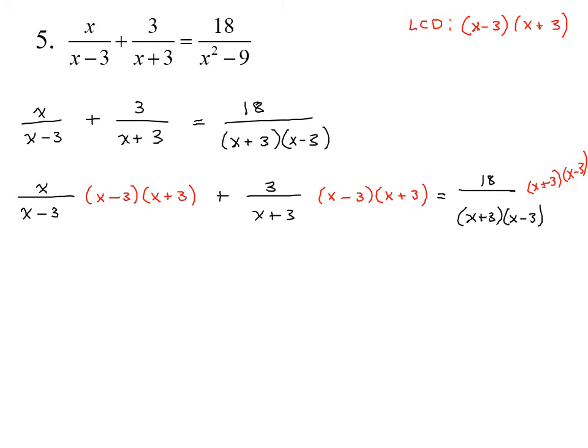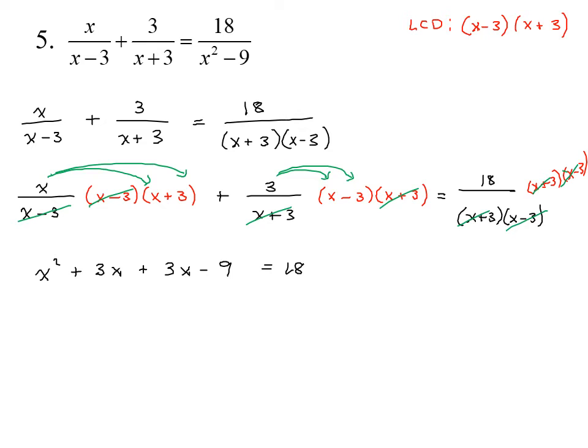Had to kind of go sideways. That's about a room. And again, the fractions cancel. The x minus 3 on the first one cancels the x minus 3. The x plus 3 cancels on the x plus 3. And on the last one, everything cancels, which is kind of nice. Here we'll have an x that gets multiplied by the x and the 3. And then a 3 times the x and the minus 3. So I'll end up with x squared plus 3x. Then I'll end up with a 3x and a minus 9 equals 18.